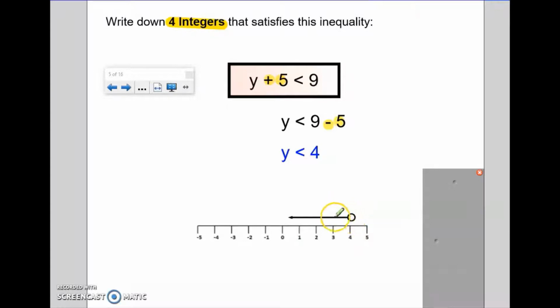And then I've just put an arrow pointing this way, which is telling me that any integer, any number this side of my circle would satisfy this inequality. So I could say 3, 2, 1, and 0, but I could also say any number in this direction. So y is less than 4 is exactly what is shown visually on this number line, because of the direction of the arrow and because the circle is not shaded in.